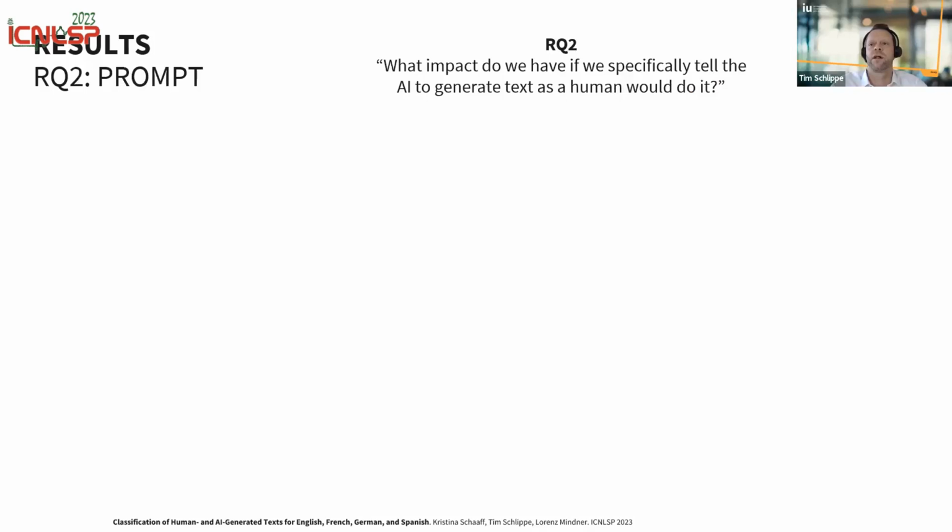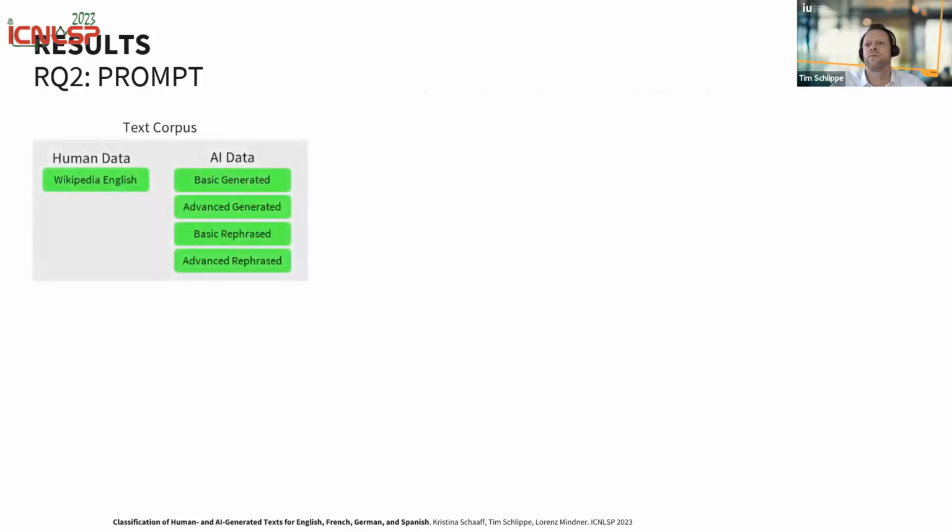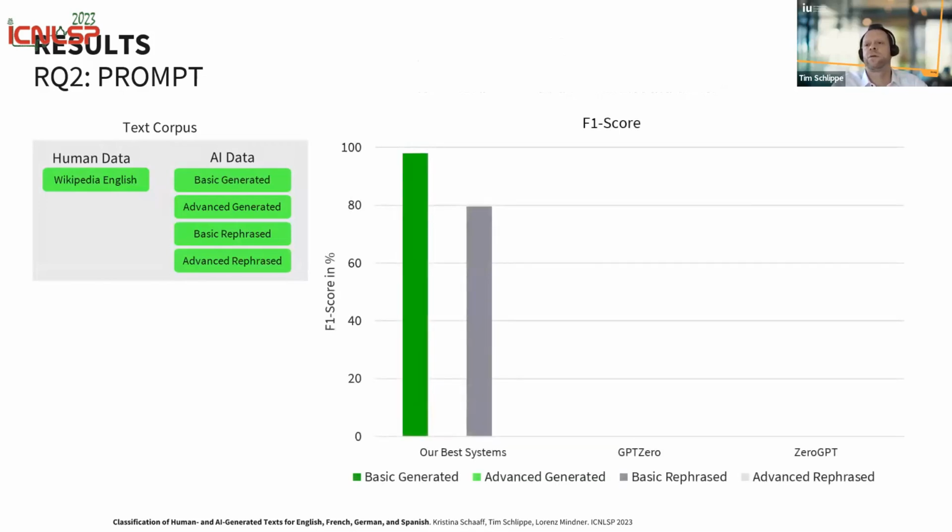Let's now look at the results concerning our second research question. What impact do we have if we specifically tell the AI to generate text as a human would do it? And our hypothesis here was that prompts with a request to generate text in a human-like way make the decision of the AI-generated text more difficult. So, but what do we see here?